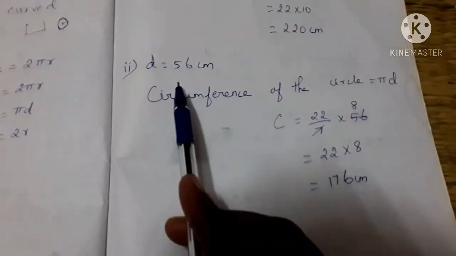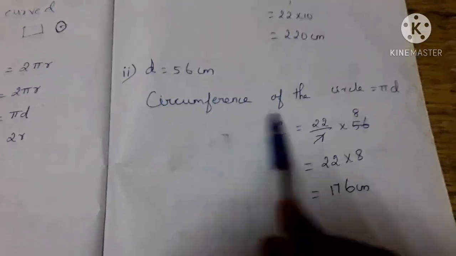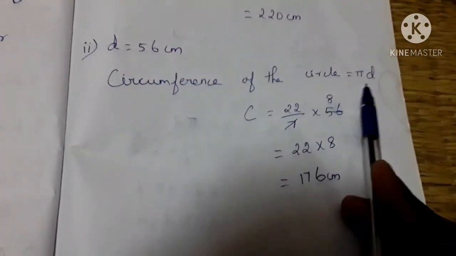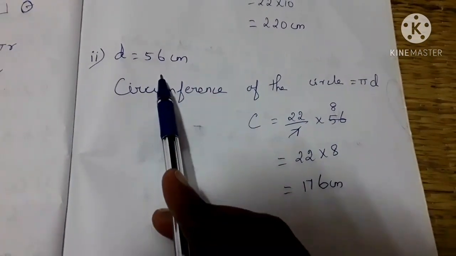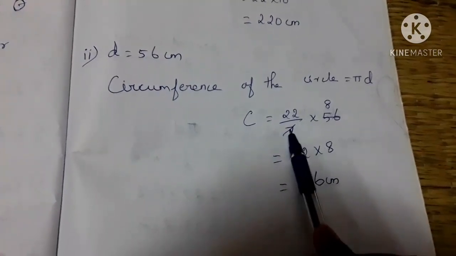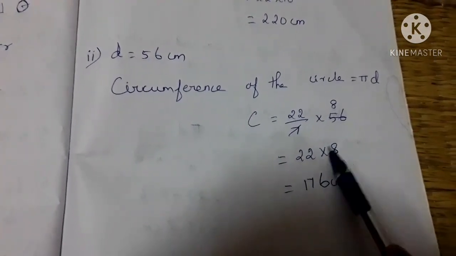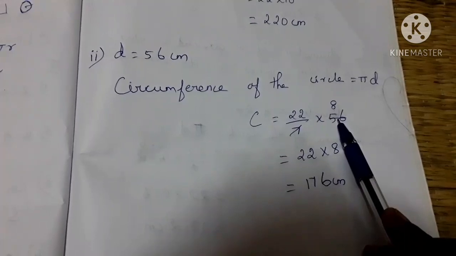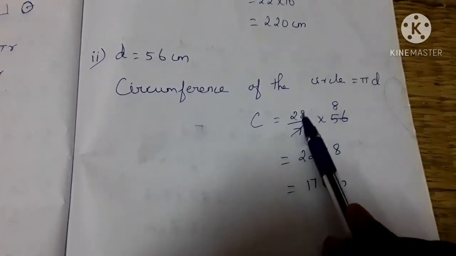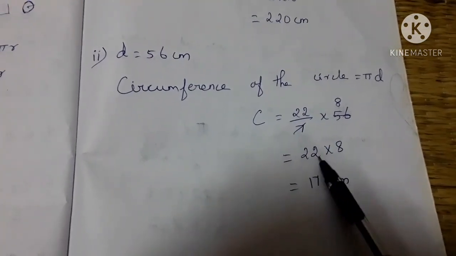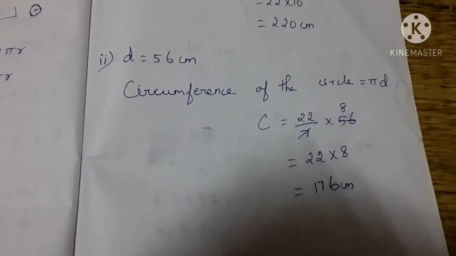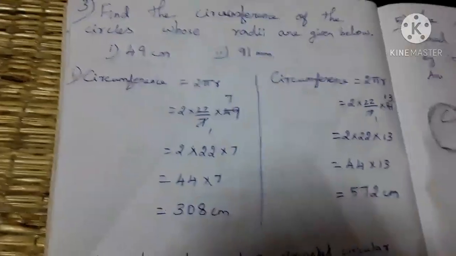Next, second question. d is equal to 56 centimeter. The circumference of the circle is pi d, because they gave the diameter. So C is equal to 22/7 into 56. 1 7 is 7, 8 7s are 56. So 22 into 8, that is 176 centimeter.